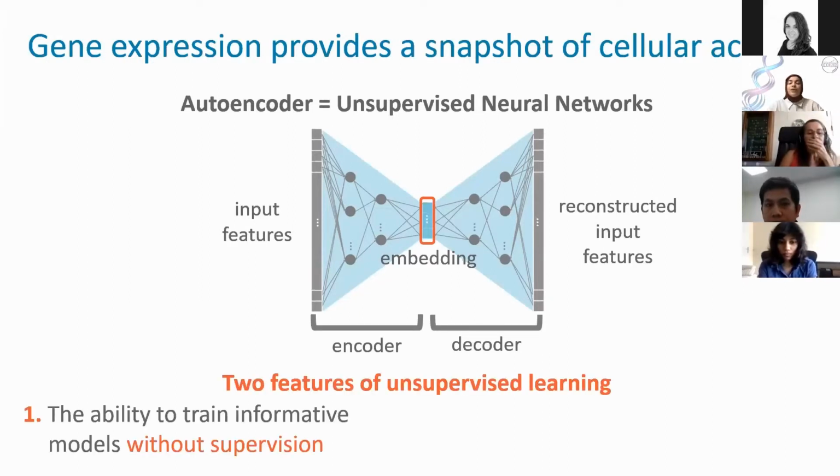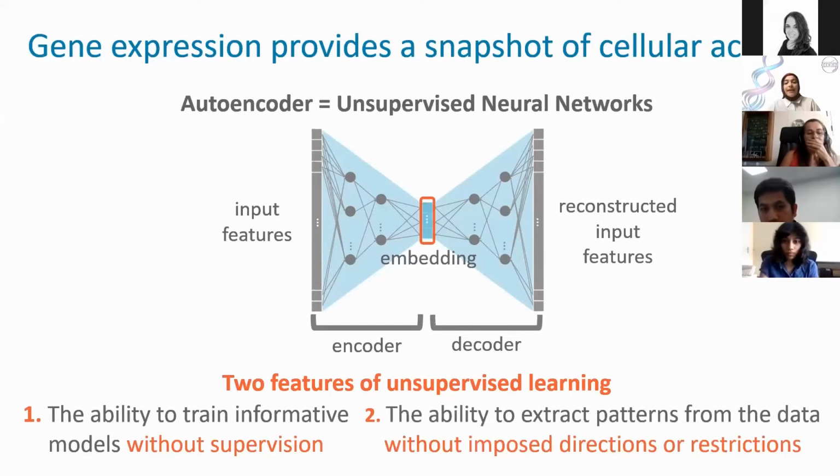And I believe that these models are very promising, first of all, because they give us the ability to train informative models without supervision, which is great because you would all know how difficult it is to come up with a large number of samples with coherent labels. And the second reason is because we can extract patterns from the data without imposed directions or restrictions, which can be the key to actually learning something new about the biology.